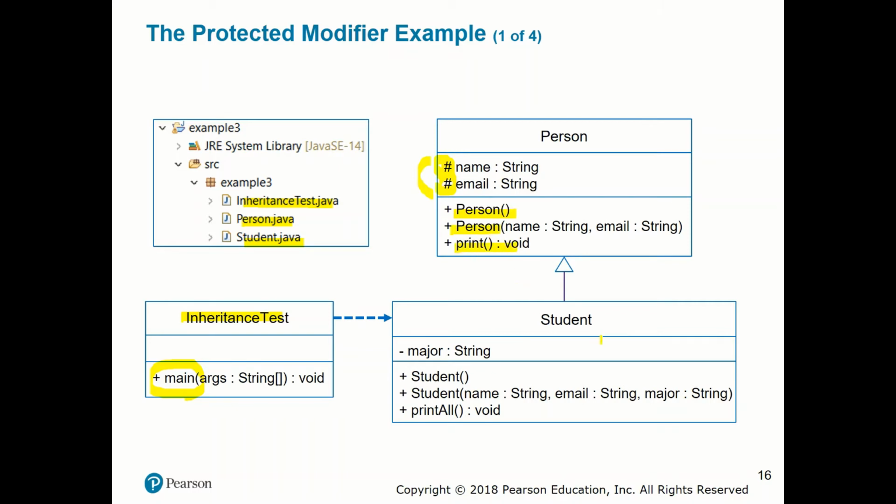And this is the student child class. And you see here, this means inheritance. Child student class has 1 member data major, that is private member, and 2 constructors, and print all method. So I will show the implementation of this UML diagram.